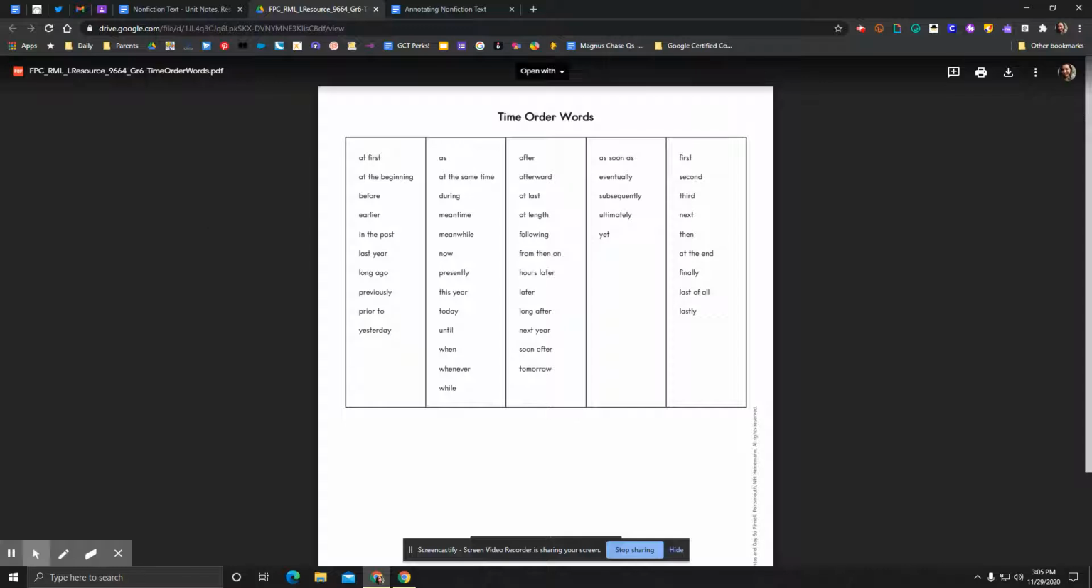If I open this up, it's going to take me to a resource of time order words. These are all words that authors might use when writing or organizing information in a nonfiction text, when they are using chronological or temporal order. So basically, when they are writing their text, organizing their information in a sequence. And you might see some or all of these words in a text that you're reading, or you might use these words as a writer.